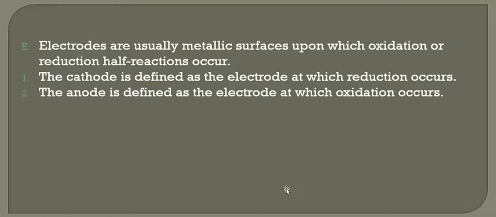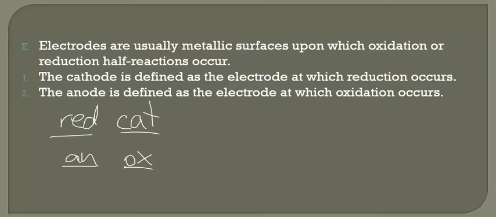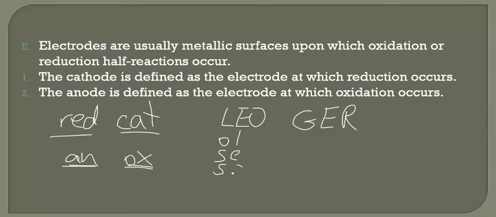So we have the cathode, which is the electrode at which reduction occurs, and we have the anode, which is where oxidation occurs. This is how I remember cathode from anode: red cat, reduction, cathode, and ox, anode, oxidation. Also, remember, LEO says GER: loss of electrons is oxidation, and the gain of electrons is reduction.